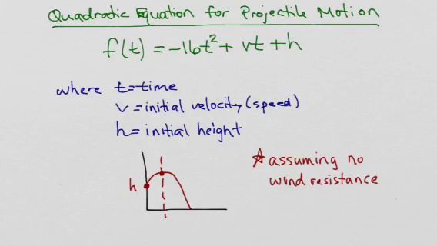All right, so that formula, very much like the quadratic equation, or y equals ax squared plus bx plus c, is just a variation of that. It's a function of time, that's the f of t. The negative 16t squared, well, the negative 16 is the Earth's gravity, so that number would change if you were on a different planet. And then plus vt, where, again, t is the time, and v is the initial velocity. How fast was this object moving at the beginning? And then plus h, where h is the initial height.